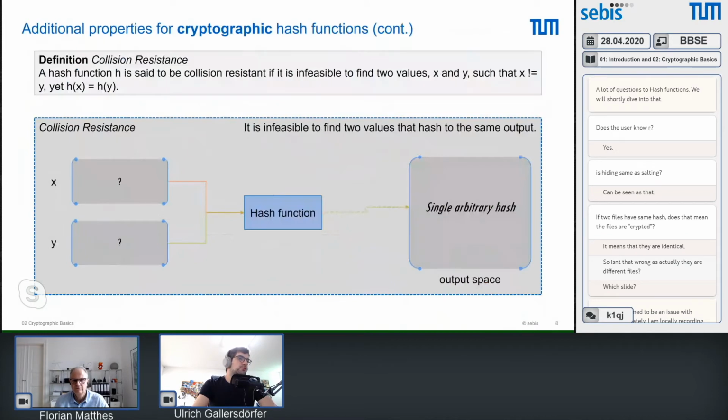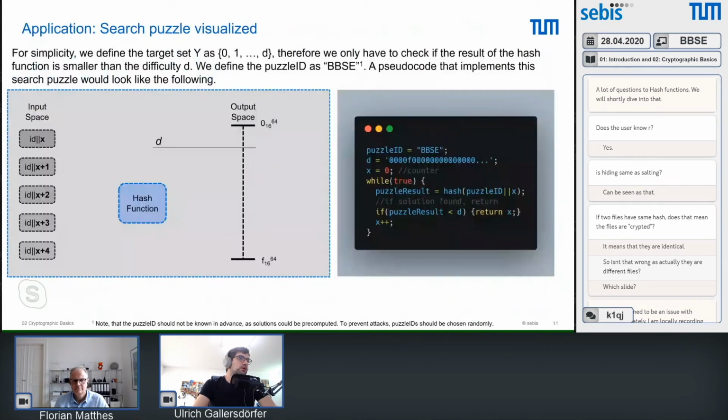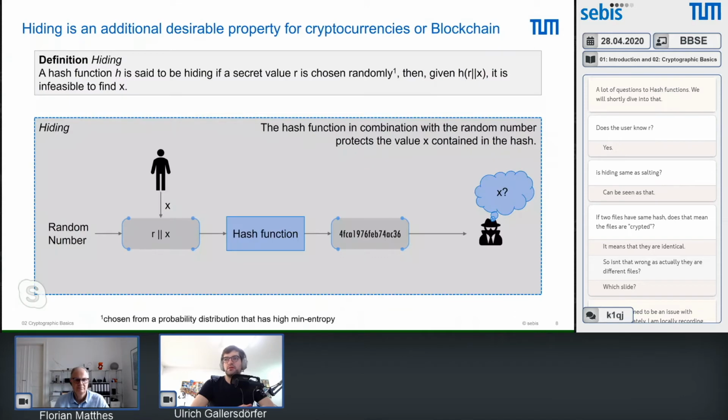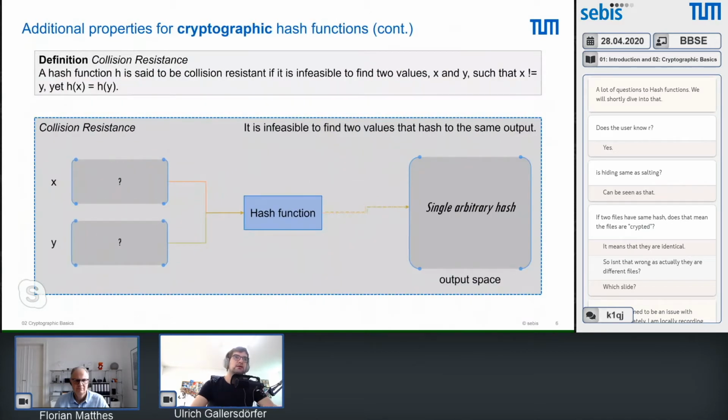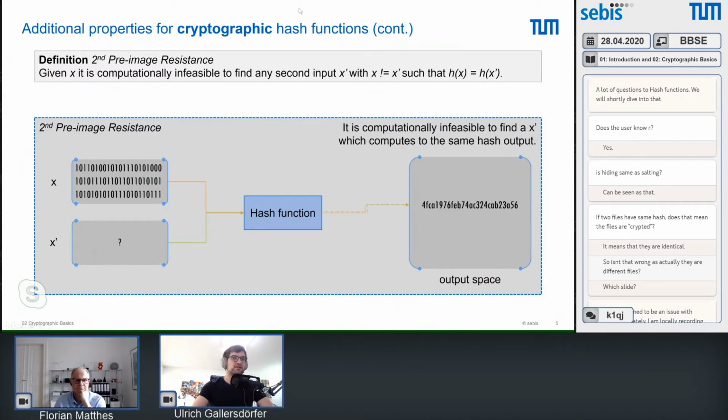A lot of people asked what the difference is between second pre-image resistance and collision resistance. If you go back to the slides at the beginning, a lot of people wondered where the difference lies, and I will shortly explain how it works. The main difference is that in second pre-image resistance, one X is given. In this case, X is given and Y is not given, or in the slides, X and X dash.